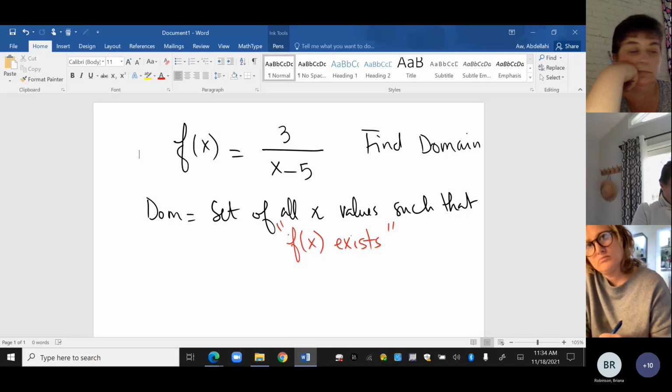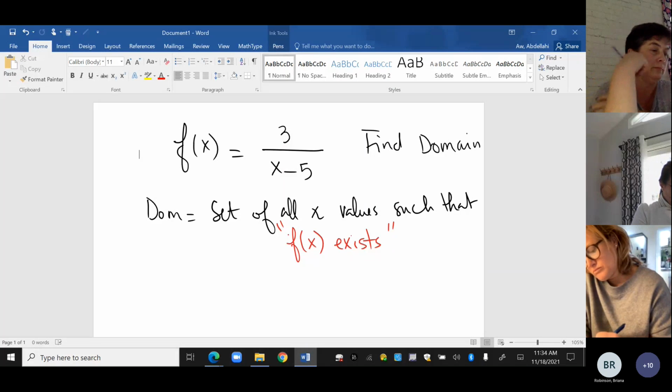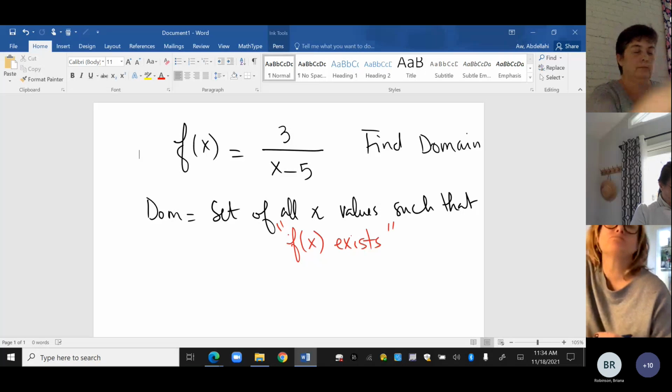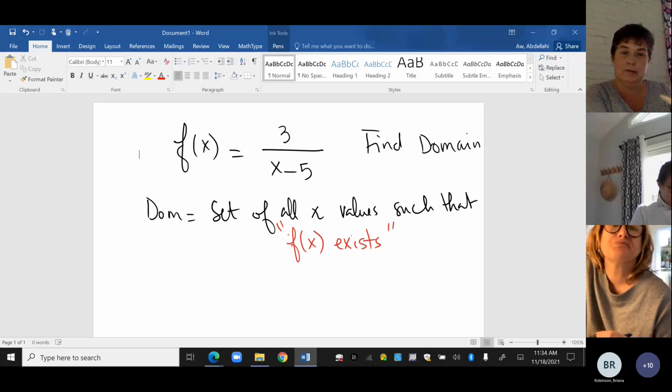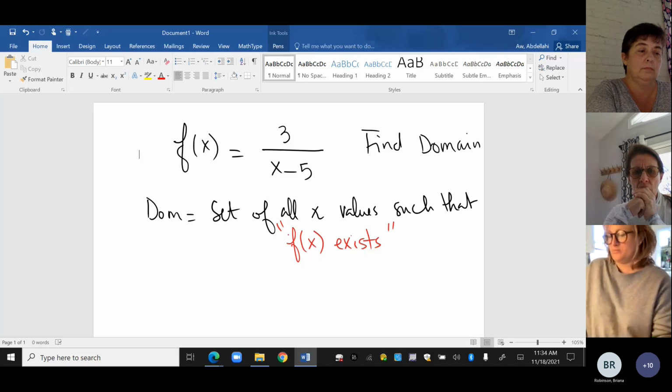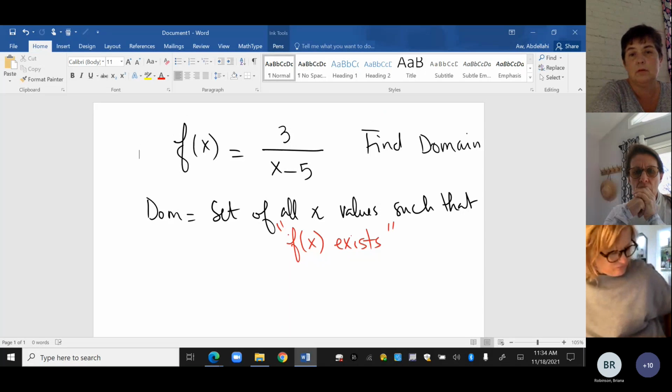So the domain is all the x values that, when you plug them in, you can go from beginning to end without a problem. For instance, if I plug in 6, what is f of 6? 3 over 6 minus 5, right? That is no problem. 6 minus 5 is 1, so it's 3 over 1, and the final answer will be 3. So 6 is in the domain.